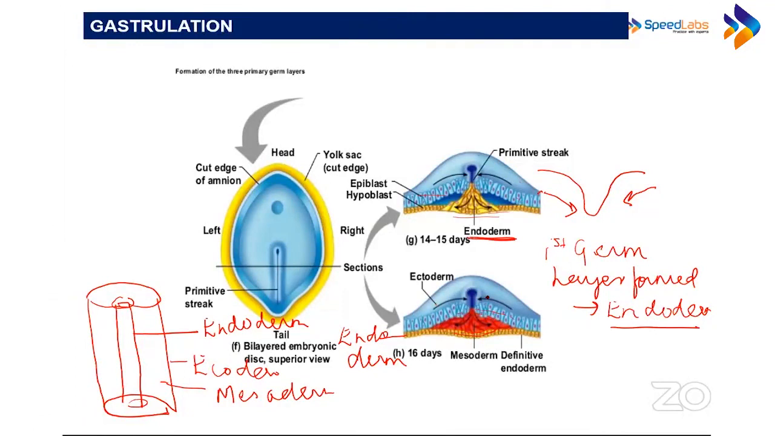And this primitive streak actually functions as the alimentary canal. So the cells, the layers get rearranged, and you will find that the lining of the alimentary canal is the endoderm. So endoderm rearrange ho jata hai. Outer wall is ectoderm and the middle lined by mesoderm. These are the three germinal layers.